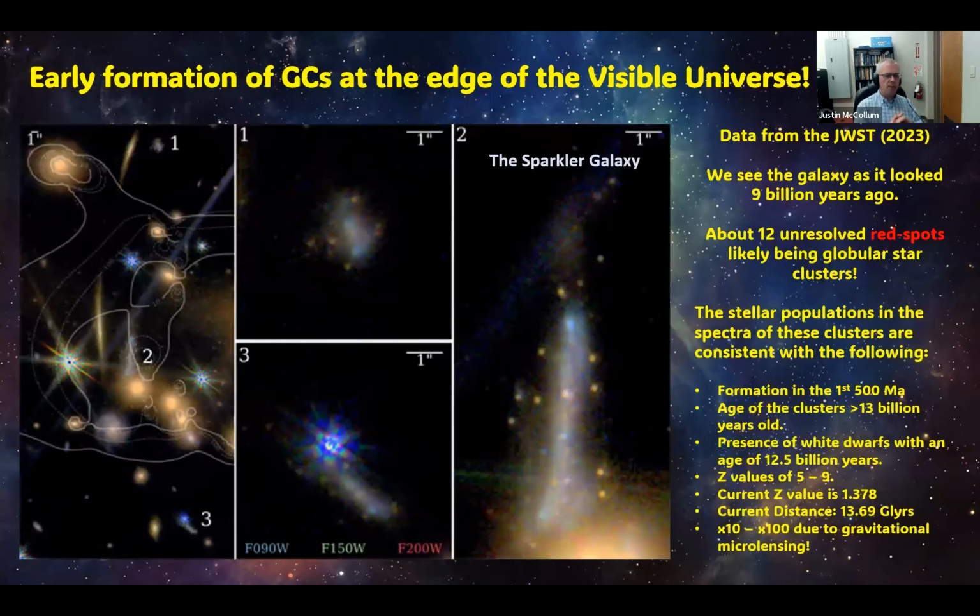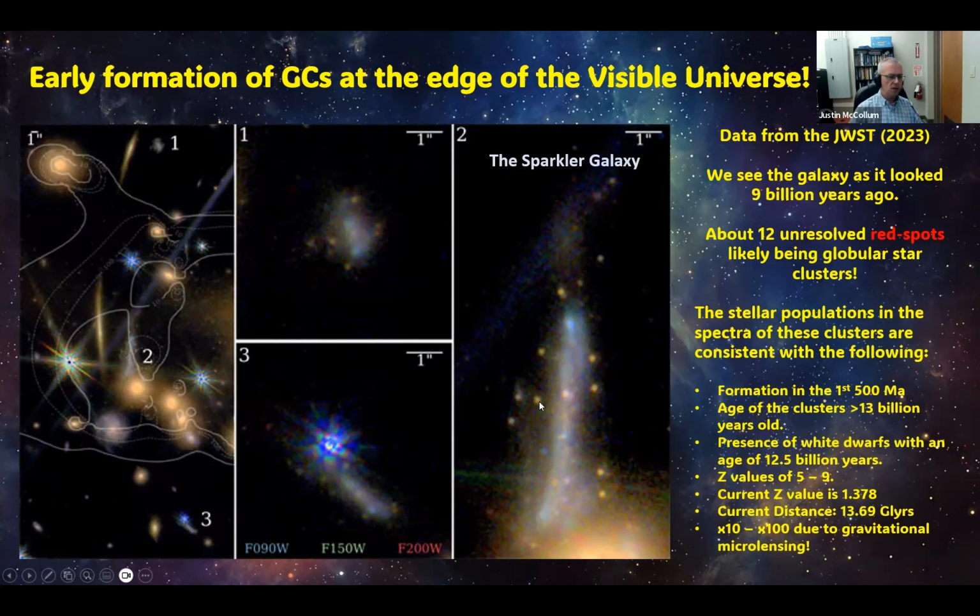Now, the James Webb Space Telescope. I don't know if anybody's heard of the Sparkler Galaxy, but this is a galaxy that's been magnified due to gravitational microlensing. So we can see it in 3 different orientations because the light is being bent around by the more massive galaxies that are closer to us. So we see the galaxies that looked 9 billion years ago.